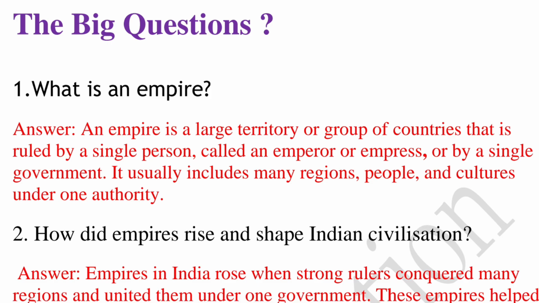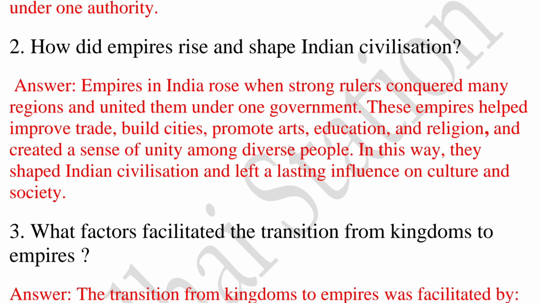Question number 2. How did empires rise and shape Indian civilization? Answer. Empires in India rose when strong rulers conquered many regions and united them under one government. These empires helped improve trade, build cities, promote arts, education, and religion, and created a sense of unity among diverse people. In this way, they shaped Indian civilization and left a lasting influence on culture and society.